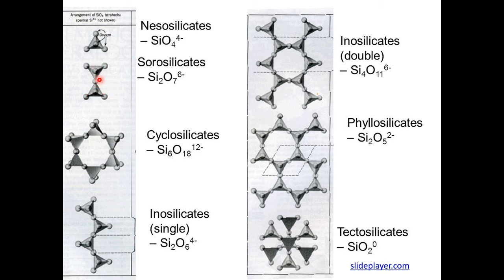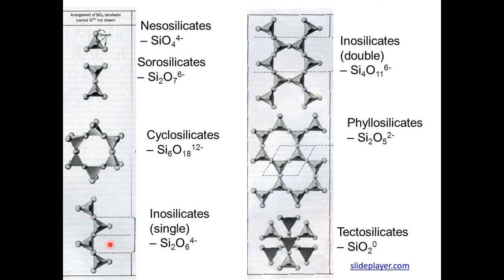in nesosilicates the tetrahedra are isolated. In sorosilicates, two tetrahedra share one oxygen, with ratio 2:7. In cyclosilicates, the ratio is 1:3, and two oxygens are shared with the adjacent tetrahedron. And in the case of inosilicates, the chain structure is followed, single chain and double chain. In the case of single chain, the ratio is 1:3.